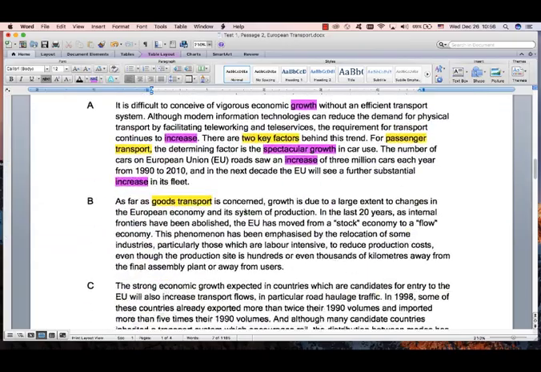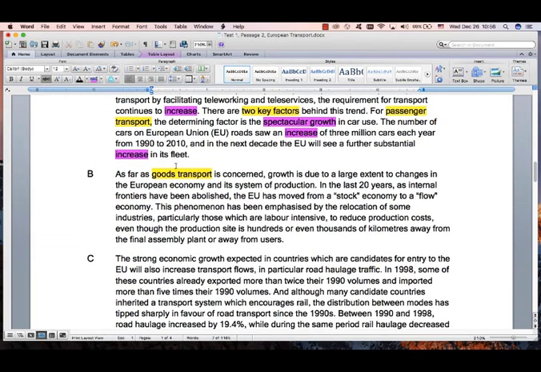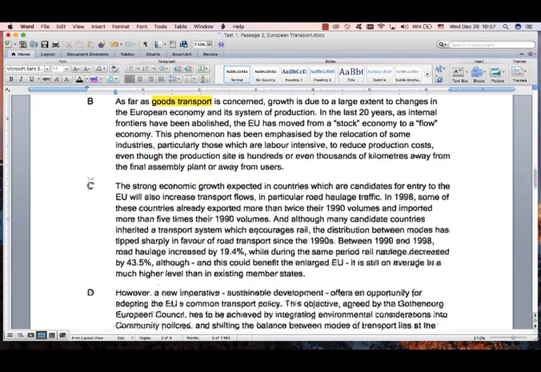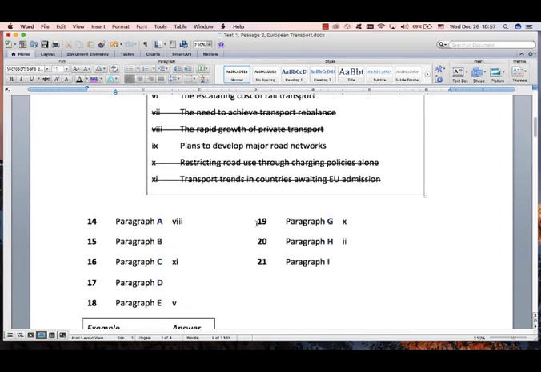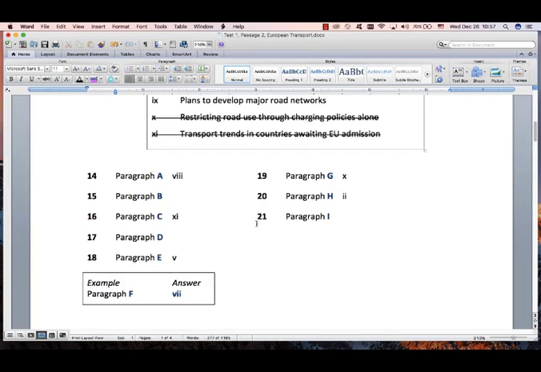Right, paragraph B. Now, as far as cargo, as far as goods, there's something about the EU, and you actually need to read a little bit more, but I don't see linking language. I don't see repetition. There's nothing that really jumps out at me, so I'll skip it. What's next? We need paragraph D.